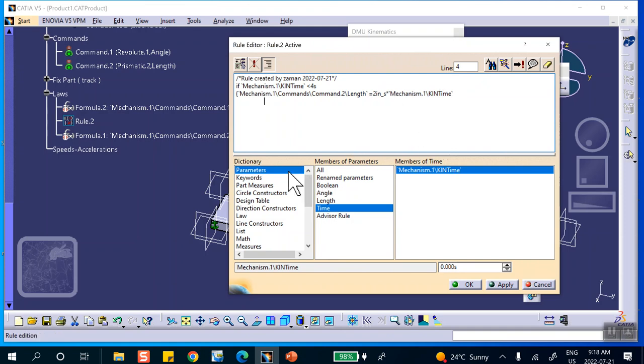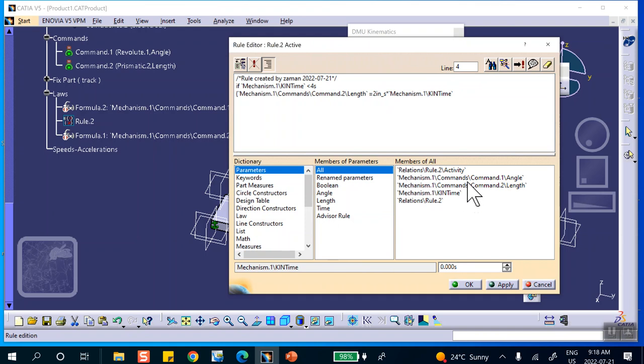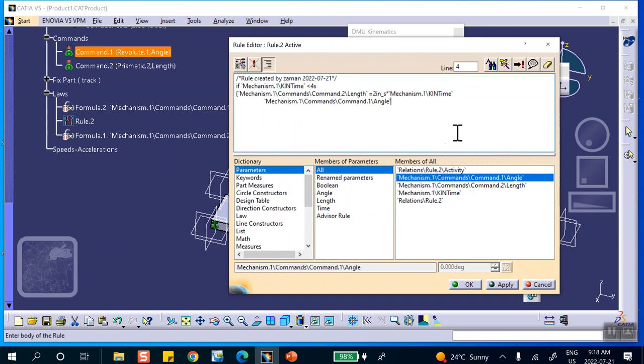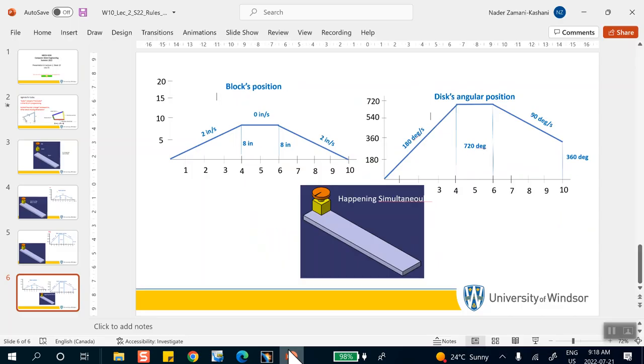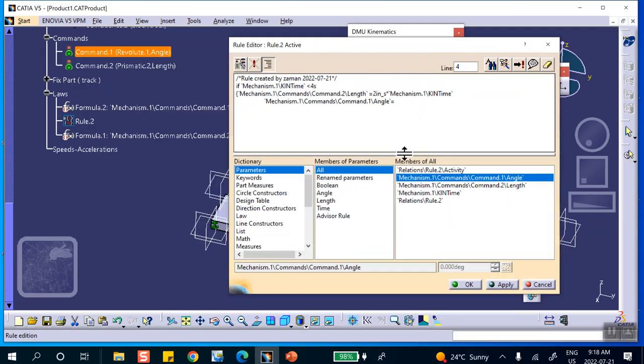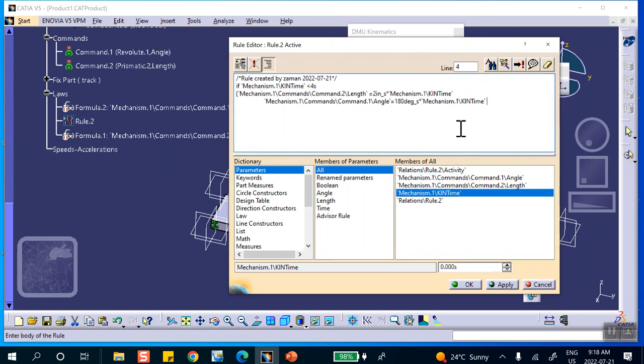And angle is equal to, what do we have here? 180 degrees per second times time. 180 degrees underscore S times time. Where's the time? Right there. Close the braces.